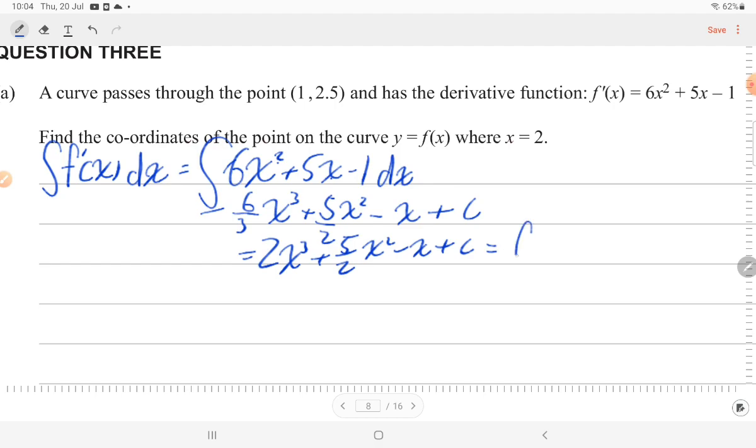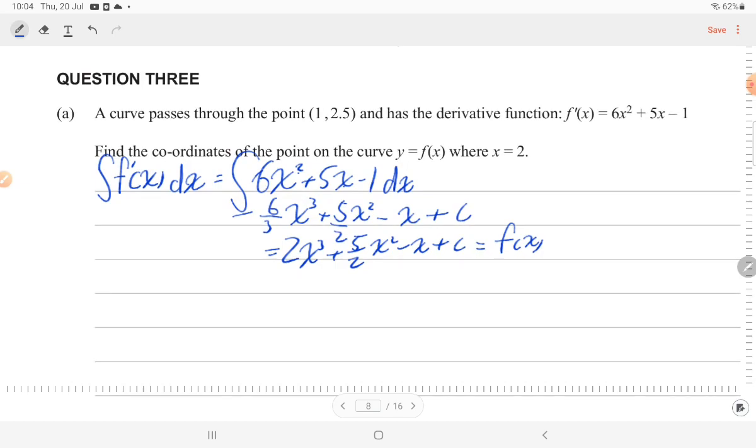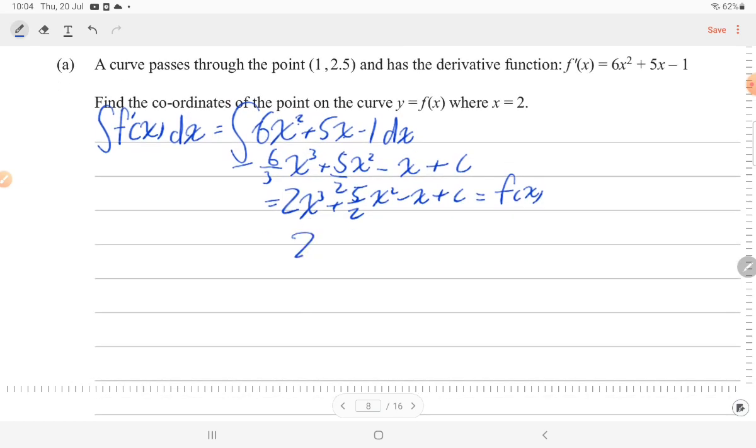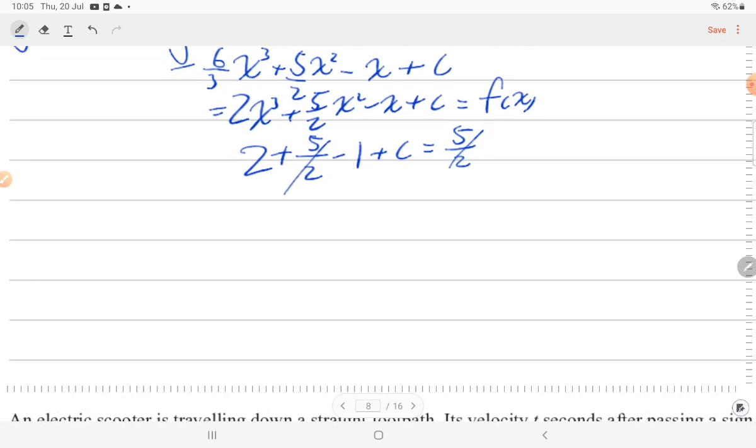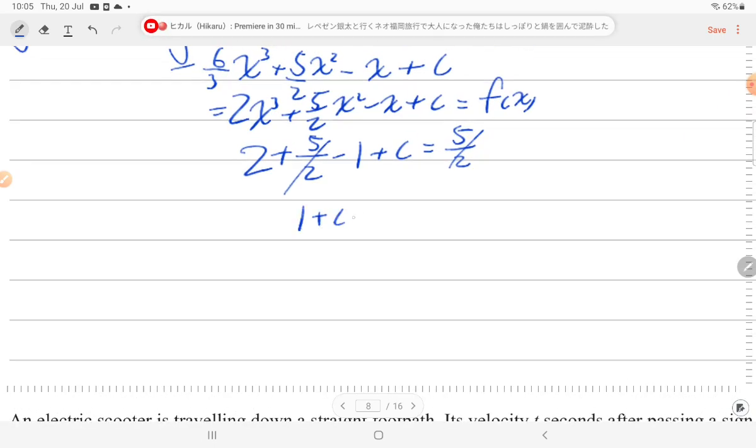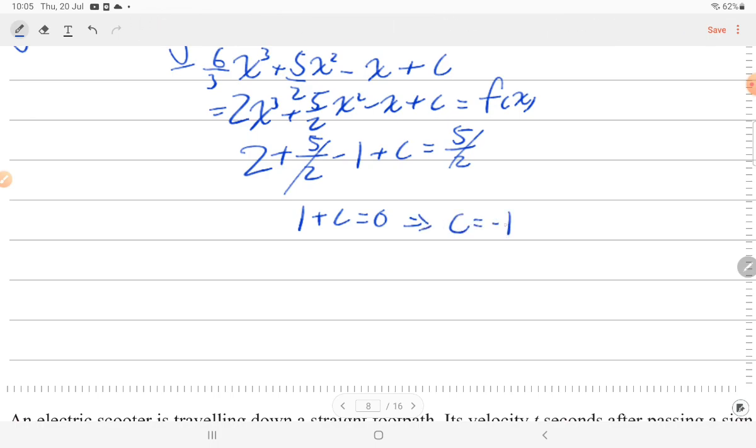f of x. So f of 1 is equal to 2.5. So 2 plus 5 over 2 take away 1 plus c is equal to 2.5. Actually, let's rewrite 2.5 as 5 over 2. We can cancel these two out since they are opposites. So 1 plus c is equal to 0, which gives c is equal to negative 1.